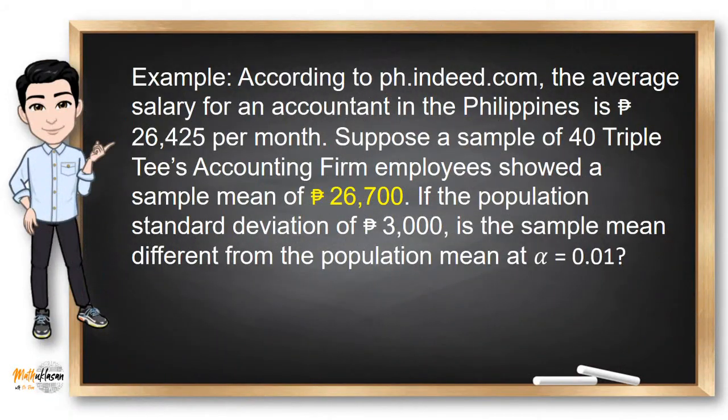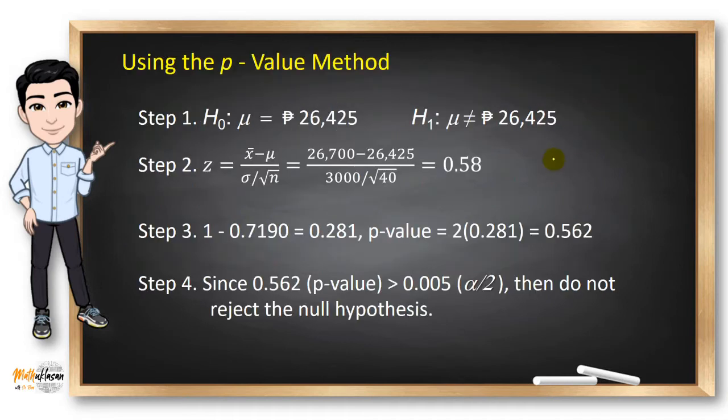Let us use the other example about the average salary of accountants in the Philippines, and this time I changed the sample mean to 26,700. If the population standard deviation is 3,000, is the sample mean different from the population mean at 0.01? So this time we're going to use the p-value method. For this example, we have the same hypothesis.